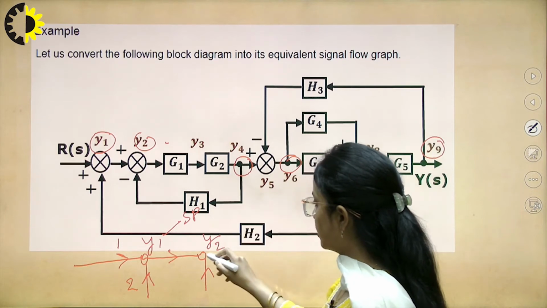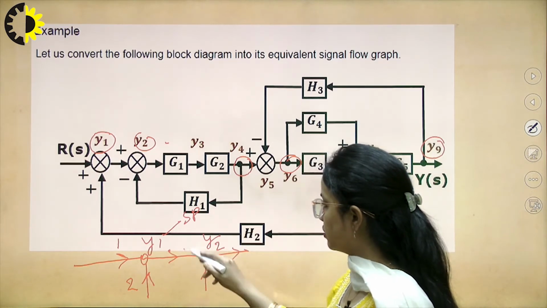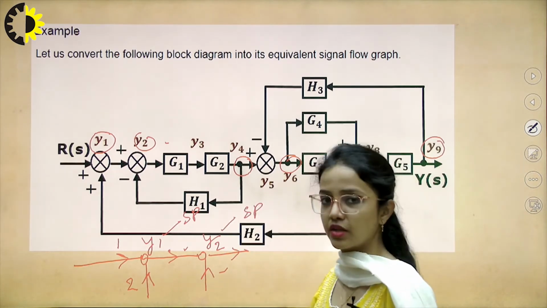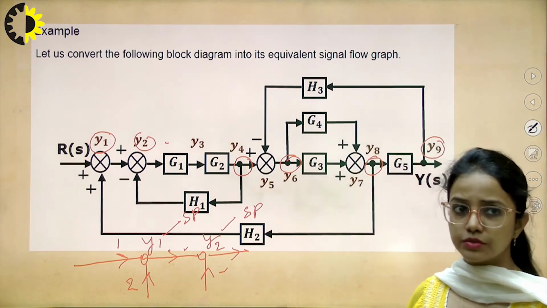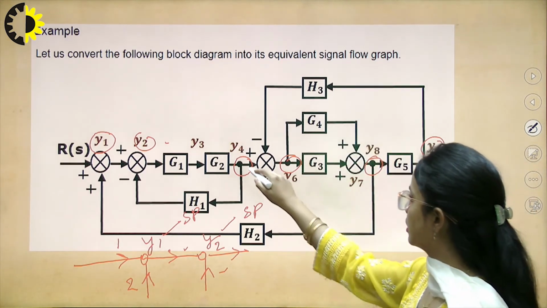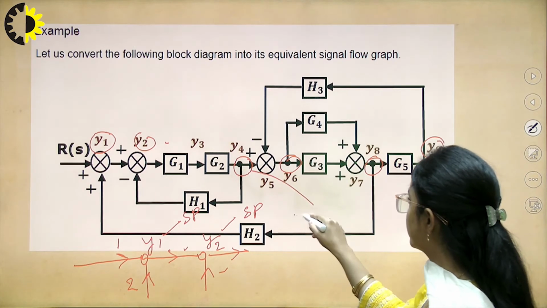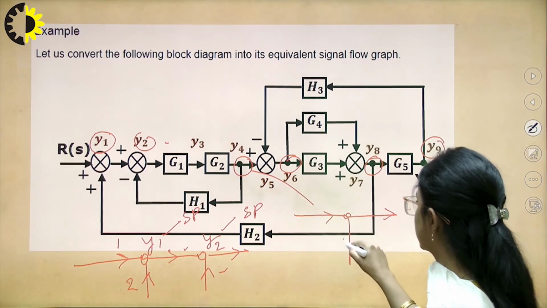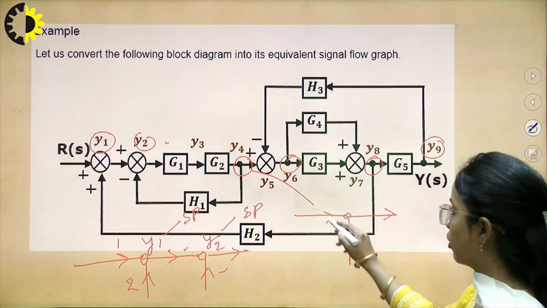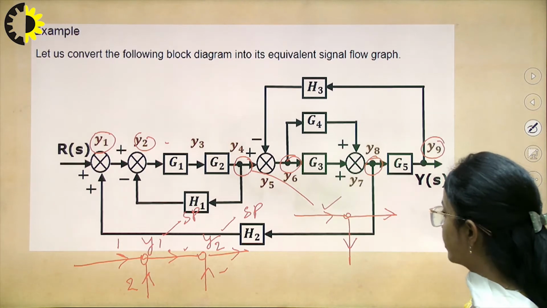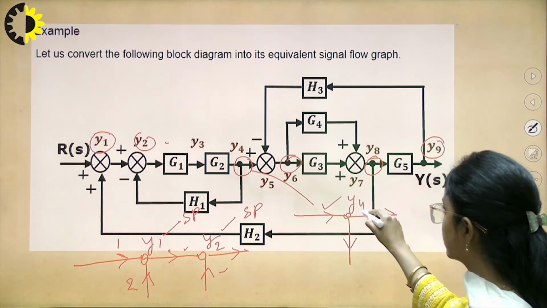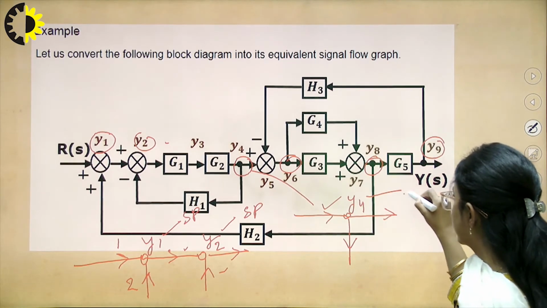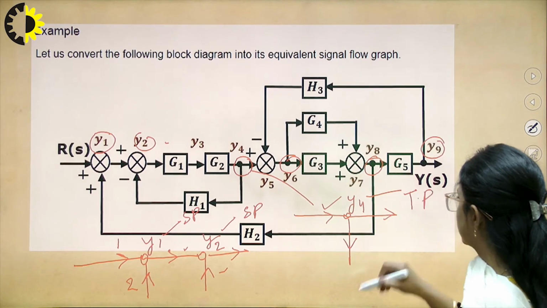y2 is having two inputs, this one and this one. So it is again a node corresponding to a summation point. Let us consider y4. Here we see we have only one input. So it's very clear that y4 is a node corresponding to a takeoff point.